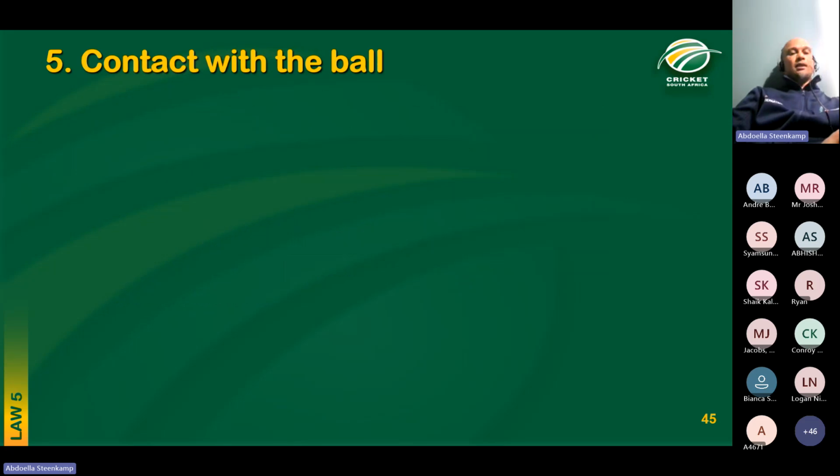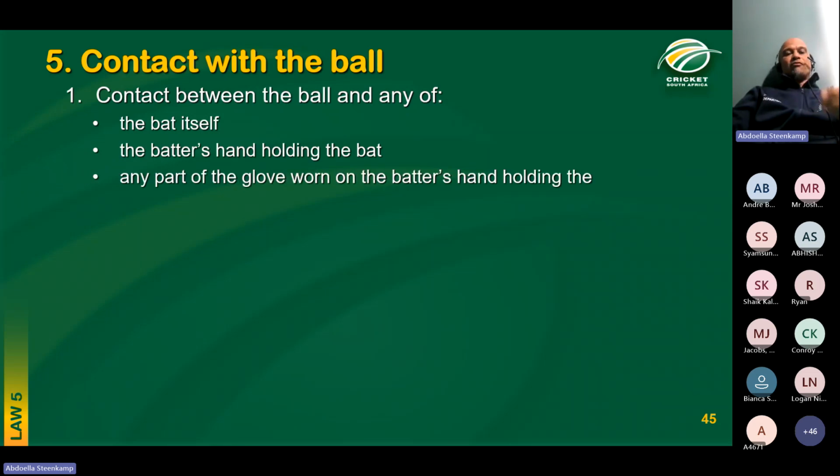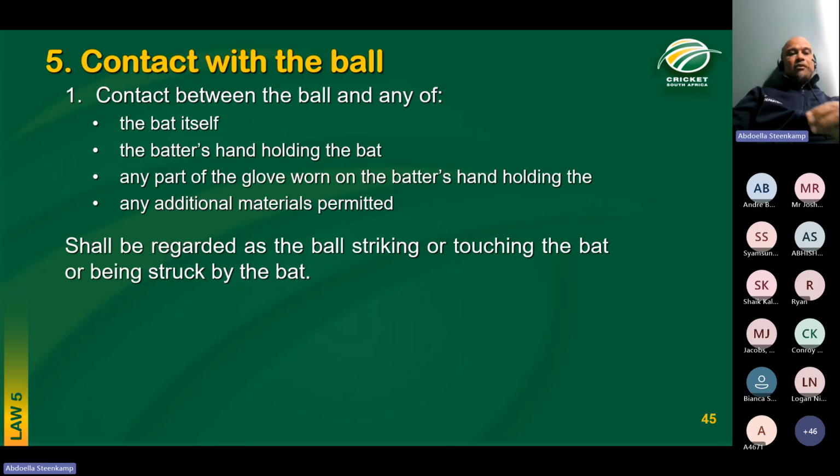When does the ball make contact? Or when is the contact with the ball? So contact between the ball and any of the bat itself. So the whole of the bat, from the handle, including the grip, including the blade, the batter's hand holding the bat. Any part of the glove worn on the batter's hand holding the bat. Any additional materials permitted. If the ball makes contact with any of this, the law sees this as the ball striking or touching the bat. And if it gets subsequently caught by a player before touching the ground, striker can then be given out caught.